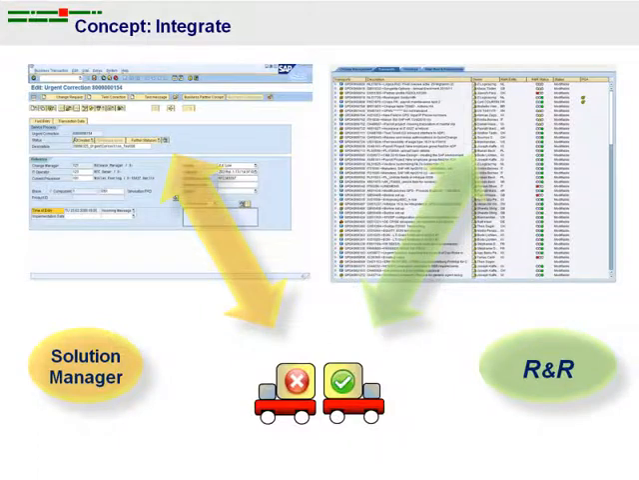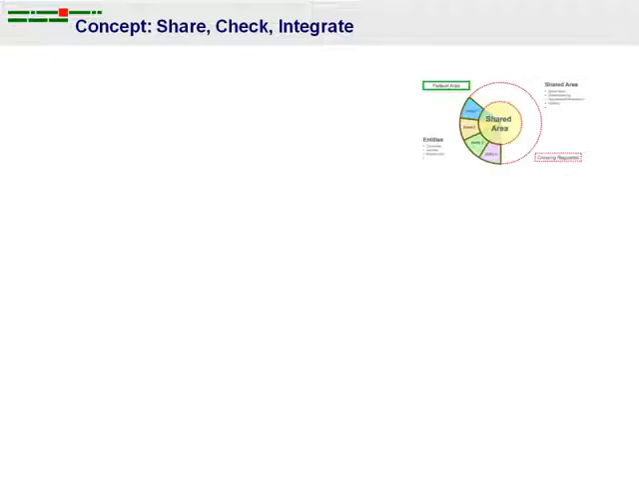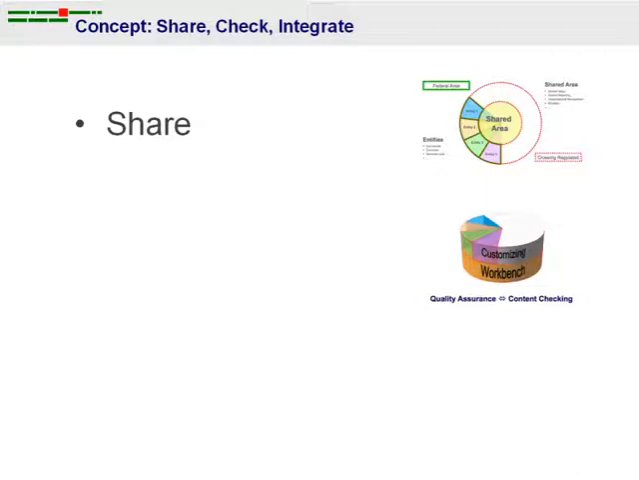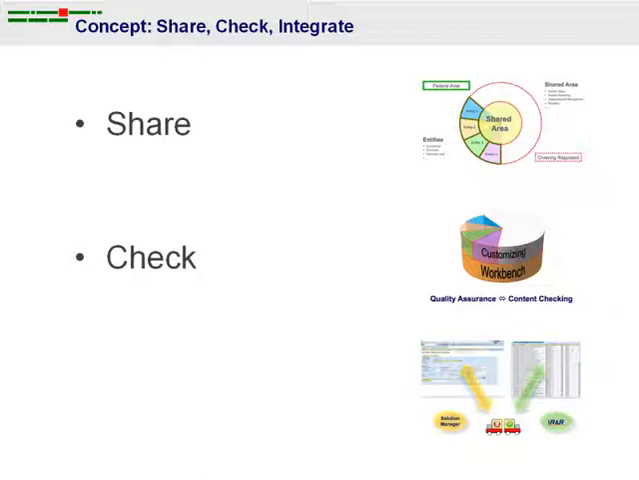Let's summarize these principles. R&R will teach your system to share safely and effectively. It will also enable your system to check the contents of each transport order. And finally, R&R will integrate into your existing change management system.